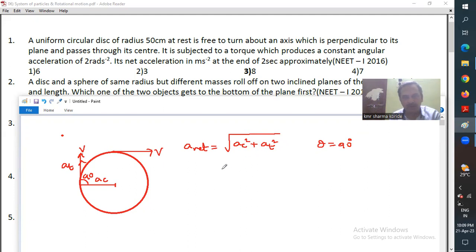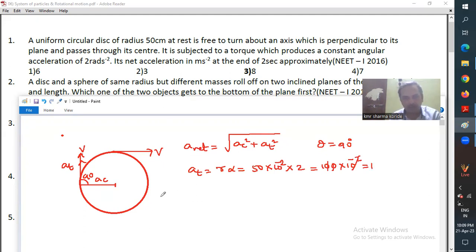Now let us try to find out AT first. The relation between AT and angular acceleration, because in the question angular acceleration is given, is R alpha. R is given as 50 centimeters, converting into meters, 50 into 10 to the power of -2. Alpha is 2. 2 into 50 is 100 into 10 to the power of -2. So therefore, this becomes 1.